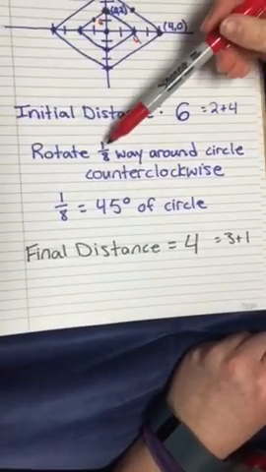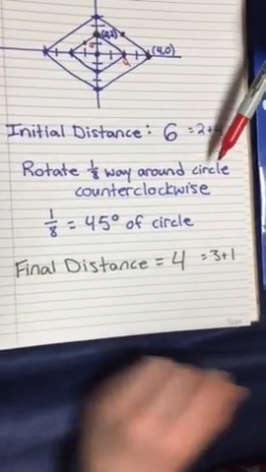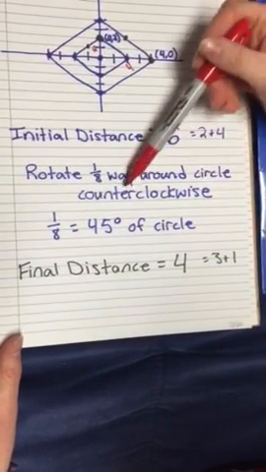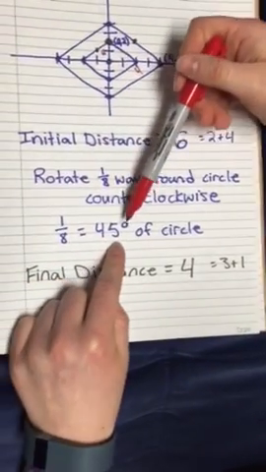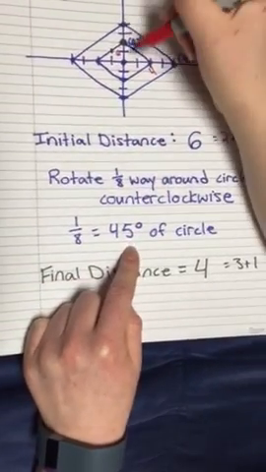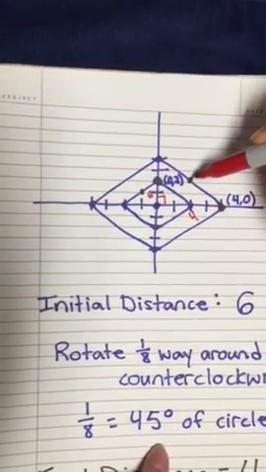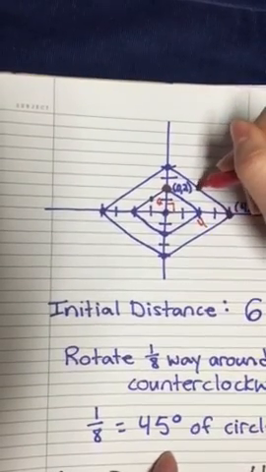Our directions say we're going to rotate 1/8 around the circle counterclockwise. So we have our direction counterclockwise, which is this way, and 1/8 is the same as 45 degrees of a circle. Now this is a 90-degree angle, so halfway between is going to be 45 degrees. So if we're rotating this point 45 degrees, it's going to end up right here.